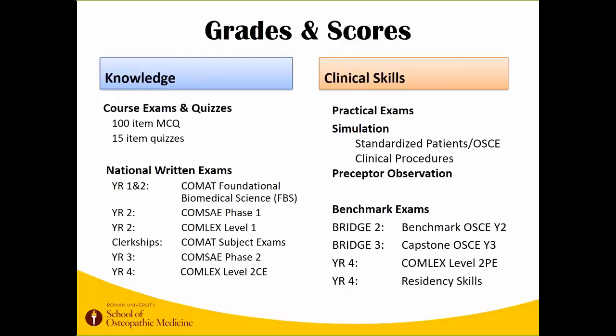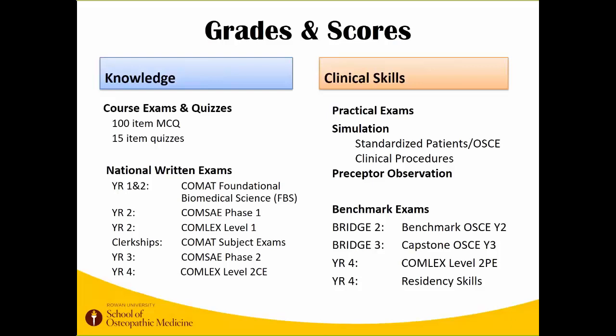We also use grades and scores to assess your progress in both your knowledge and your clinical skills. As I previously mentioned, during your pre-clerkship training, you are graded on a pass-fail basis. The minimum passing score is 70%. In your clerkship training, the scale switches to a 4-point scale of honors, high pass, pass, and failure.